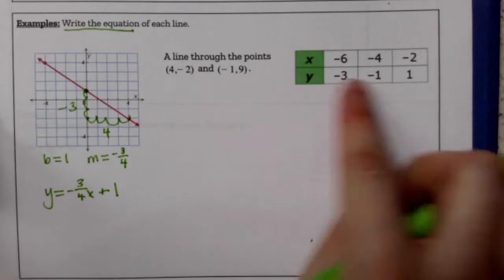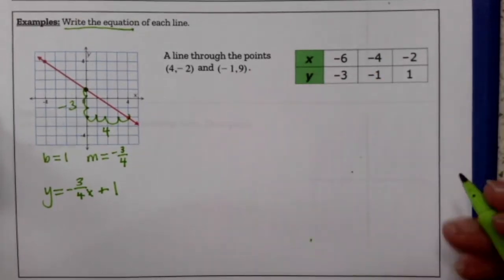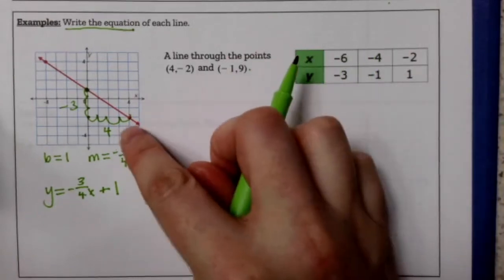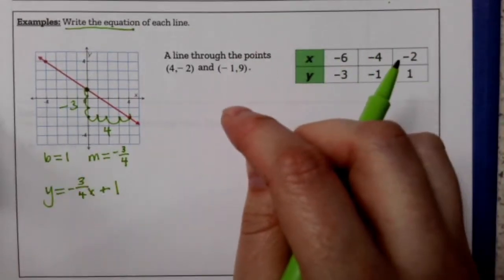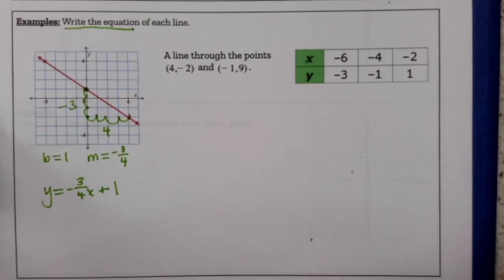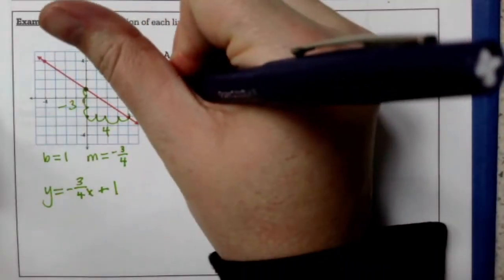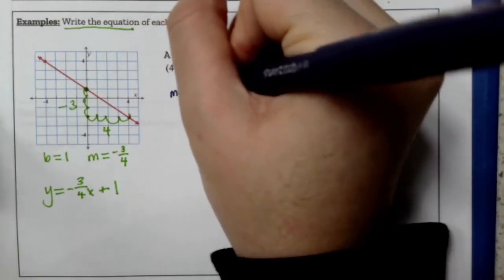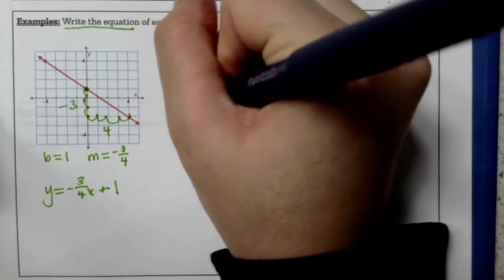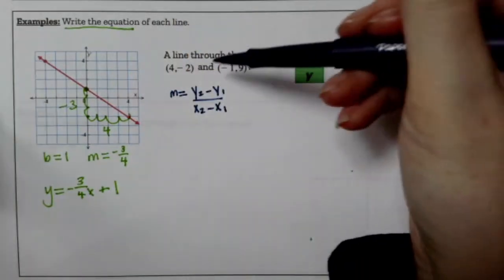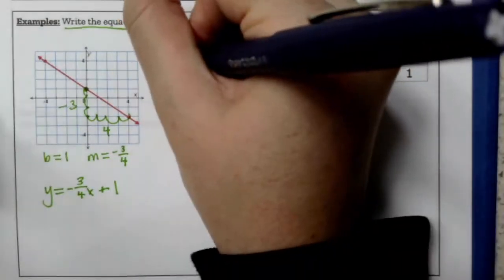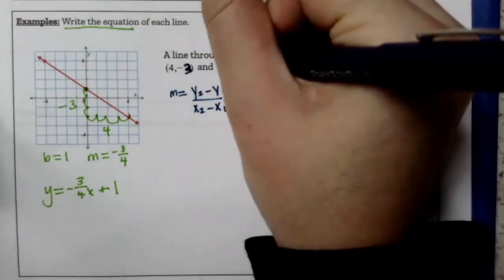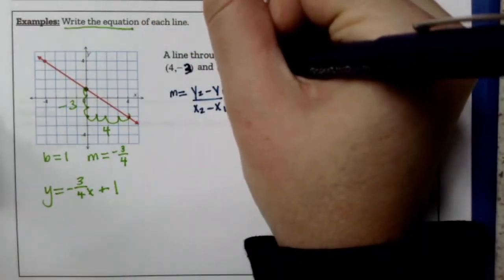For these other representations, you're going to have to do a little bit more work because you don't have a graph. So you can't just count rise over run for your slope. You can't just identify b. So to do that, you're going to use your slope formula. And I'm actually going to change these numbers really quick. So I'm going to change this -2 to a -3. And this -1 to a -2.